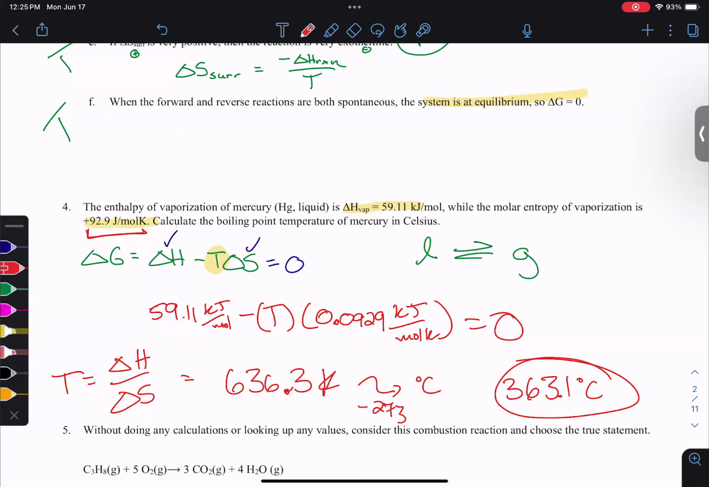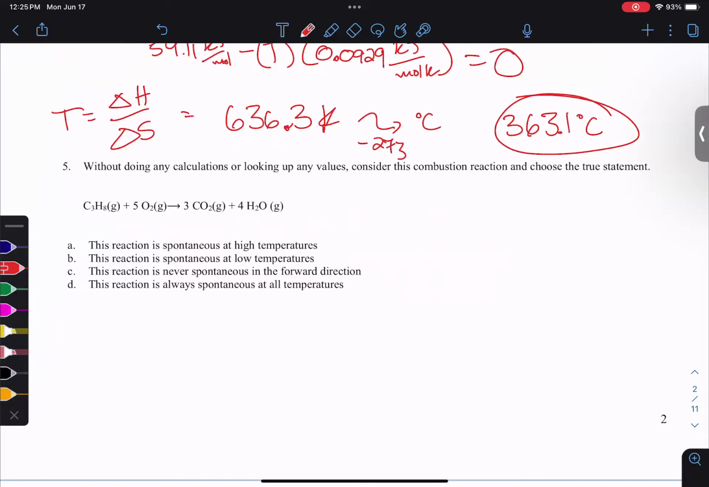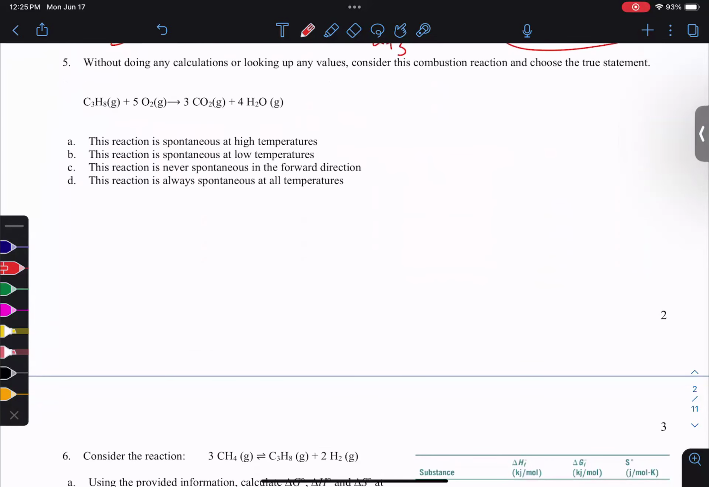Cool. All right. Yeah, so predicting boiling point temperatures, freezing point temperatures, you set delta G equal to 0 and use those thermodynamic quantities. All right. Okay. Without doing any calculations or looking up anything, predict the spontaneity of this reaction.